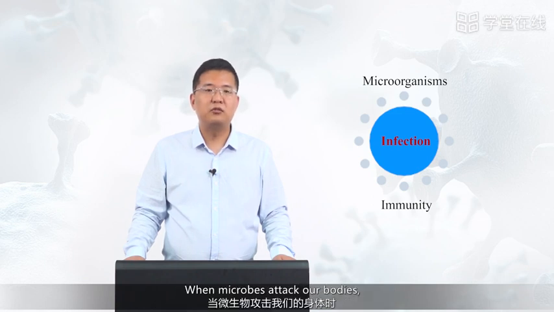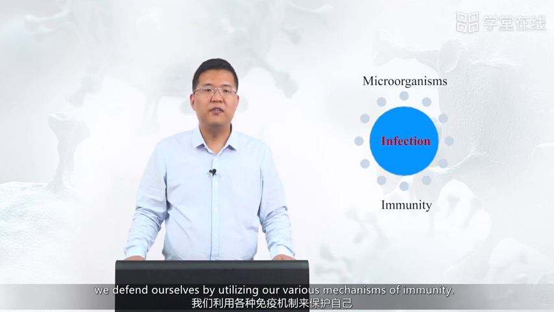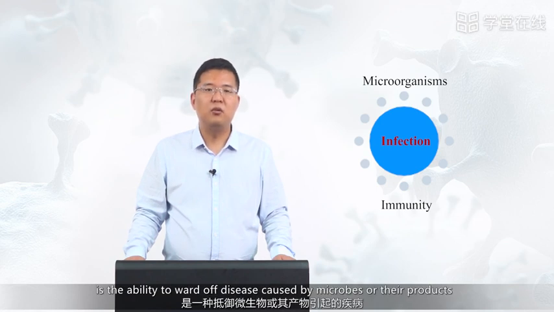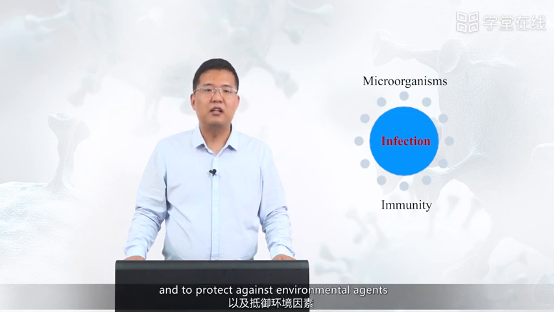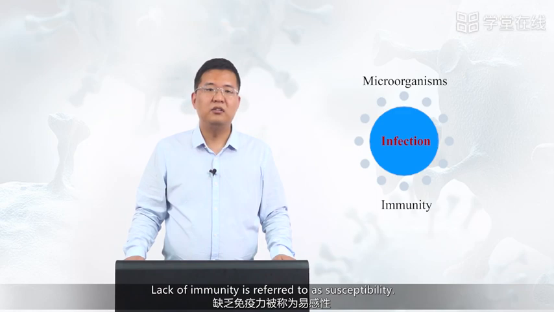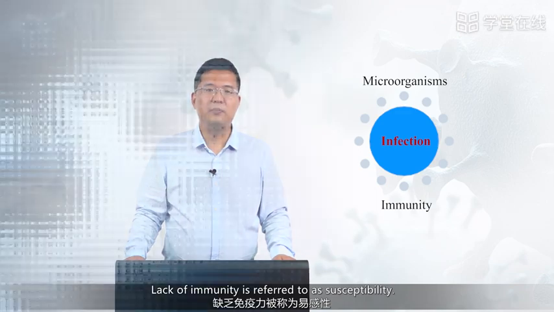When microbes attack our bodies, we defend ourselves by utilizing our various mechanisms of immunity. Immunity, also called resistance, is the ability to ward off disease caused by microbes or their products, and to protect against environmental agents such as pollen, chemicals, and animal dander. Lack of immunity is referred to as susceptibility.